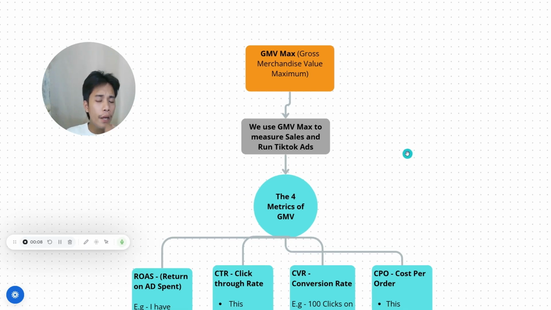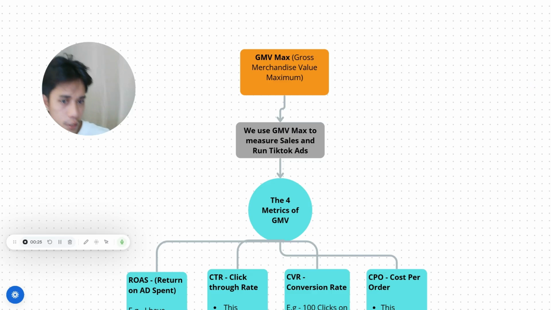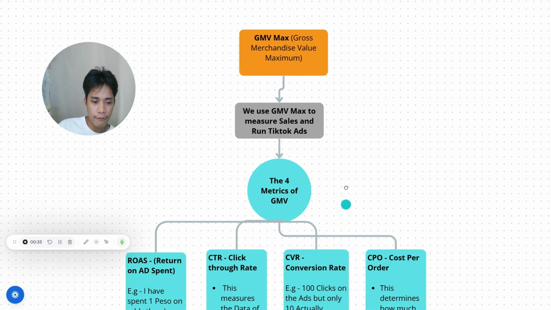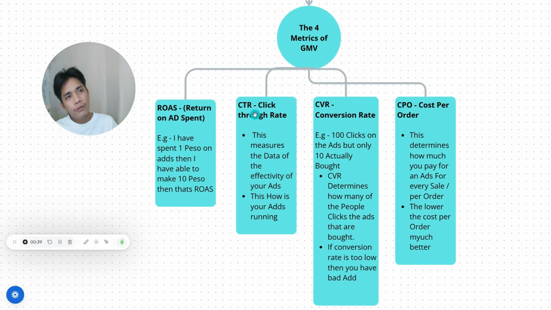And for today's video, I am going to teach you how we measure sales and run TikTok ads on TikTok. This is actually part of the TikTok Shop Seller Center. It's called GMV Max, and it stands for Gross Merchandise Value Maximum. For GMV Max, there are four very important metrics. The purpose of this is to determine if you're really doing a good ad and how you are going to improve it. That's the purpose of this video and these metrics.